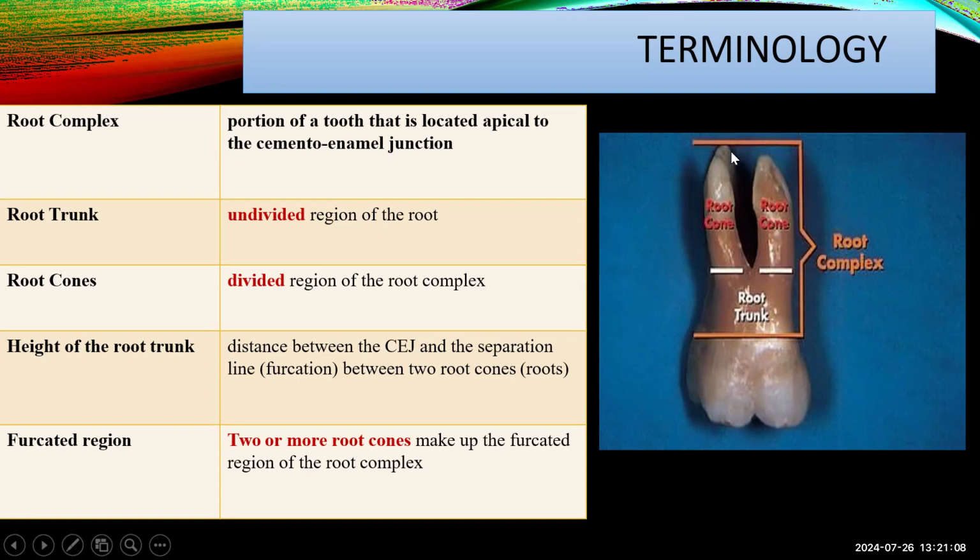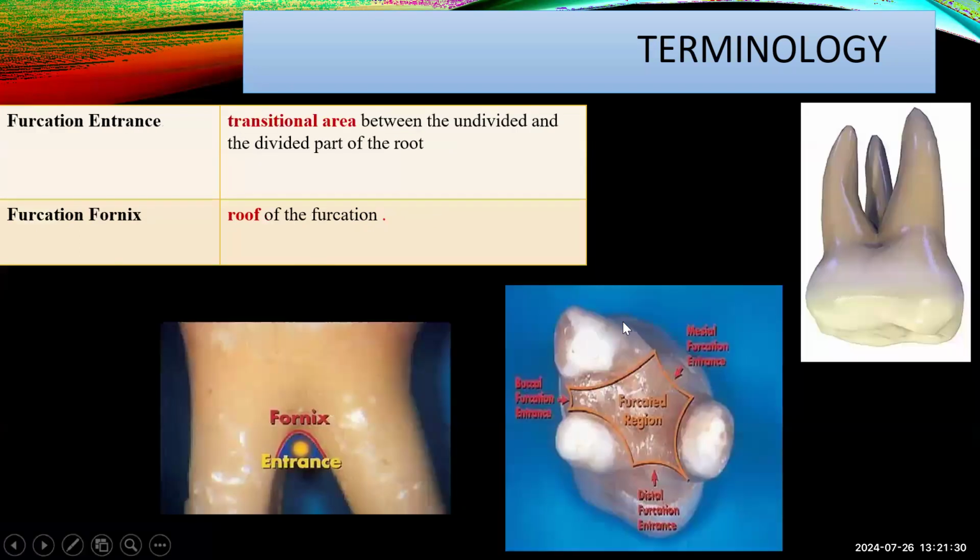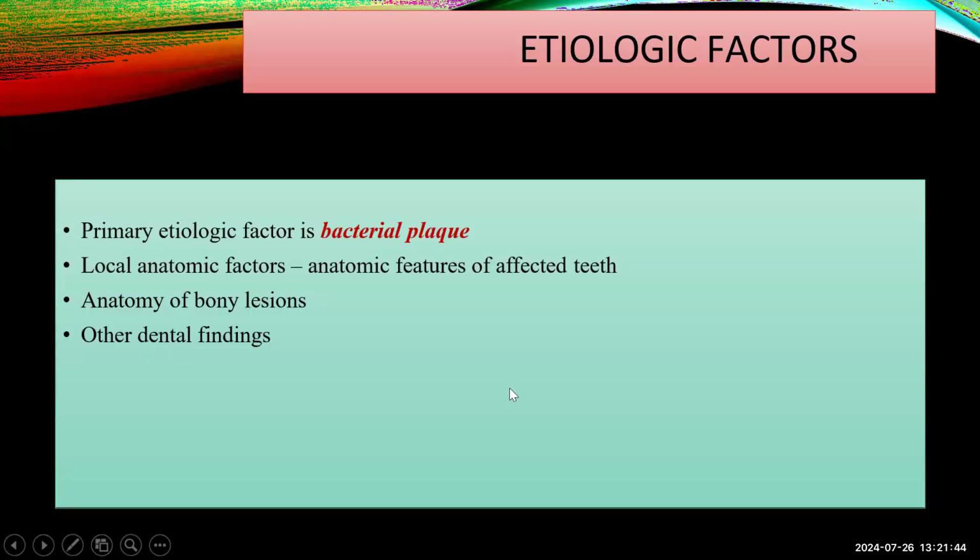So the root complex has root trunk and root cones. Root trunk is the undivided region of the root. The root cone is the divided region of the root complex. And the height of the root trunk is basically the distance between the CEJ and the separation line between two root cones. The furcated region is made up of these two root cones together. Furcation entrance is basically the transitional area between the divided and undivided part of the root. And the furcation fornix makes up the roof of the furcation. So these are the basic terminologies we have to get used to.